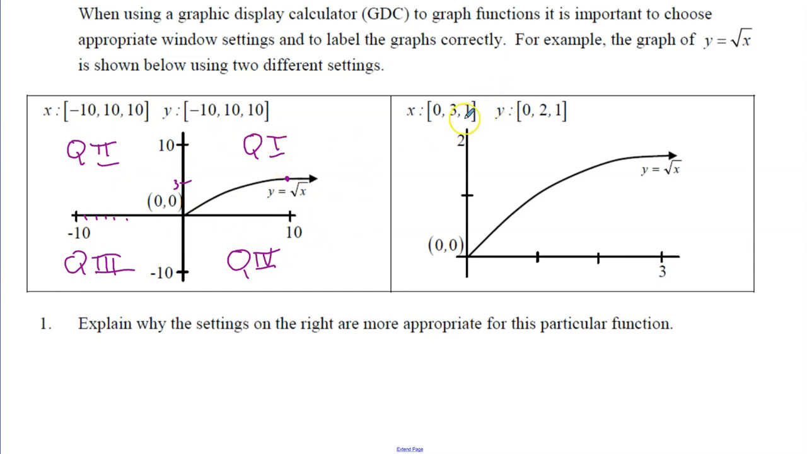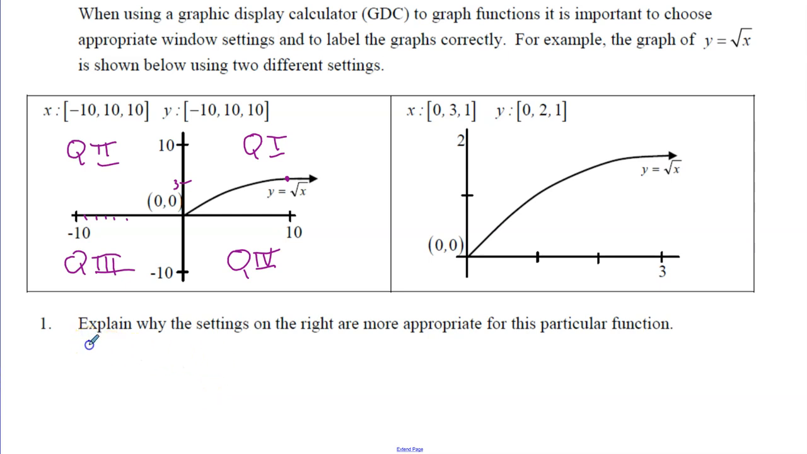So in the second graph, you notice we're going from 0 to 3, and the square root of 3 is 1.7-ish, so we take this 0 to 2, and we go by ones. And in this, we see the shape of the graph, we can see what it's doing, same basic shape as what's over here, but we're kind of zoomed in on just the appropriate part. So I'll explain why the settings on the right are more appropriate.